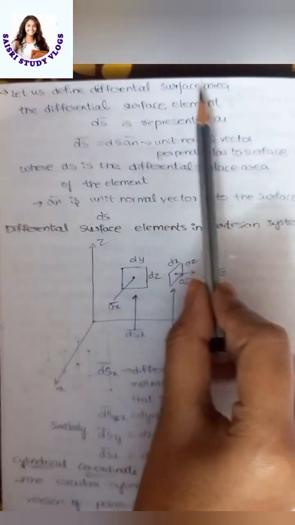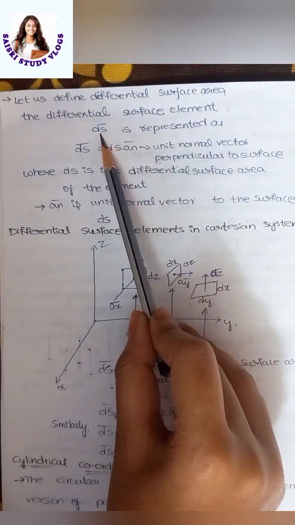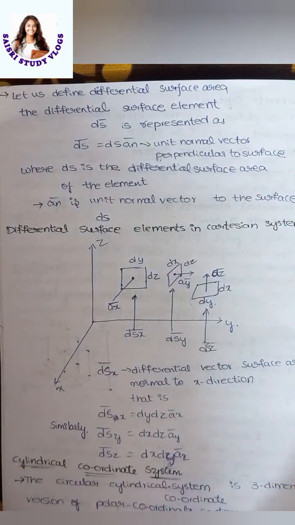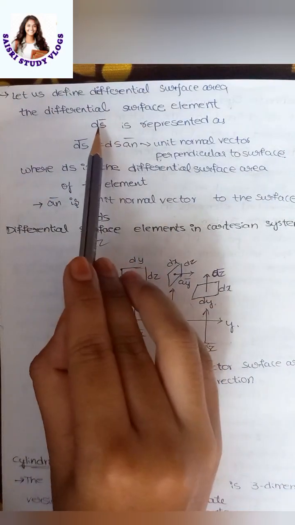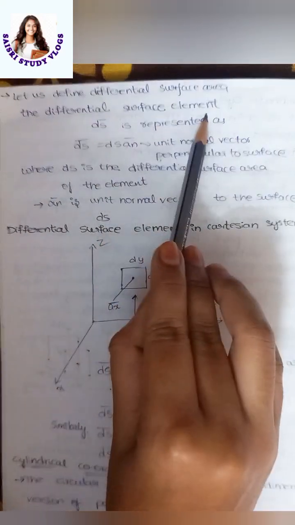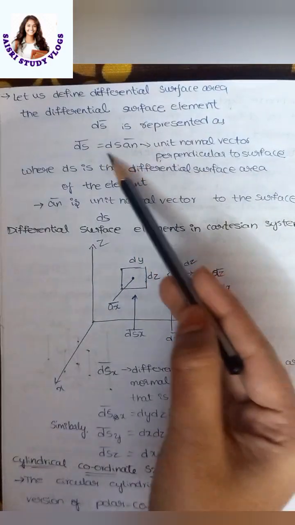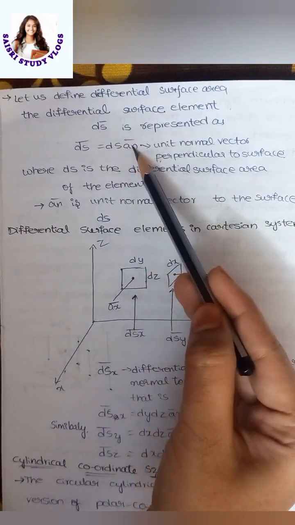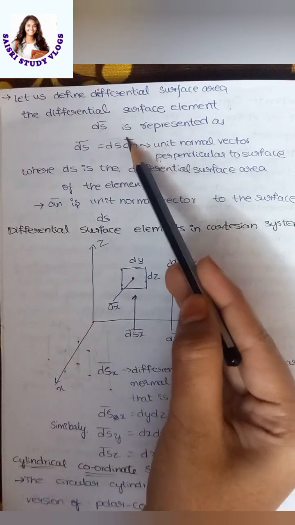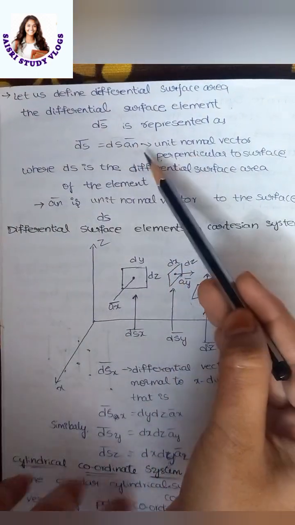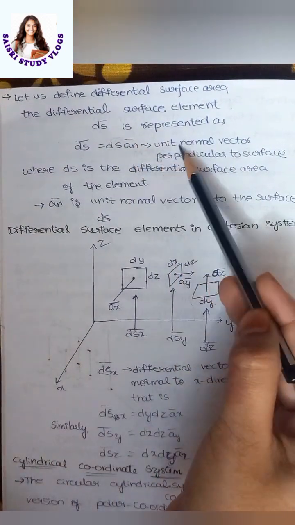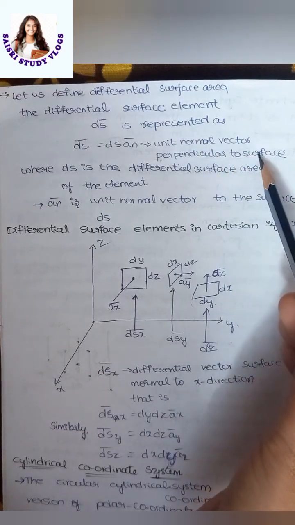Now coming to the differential surface area, it is represented as ds bar, the same way we represented the change in length as dl bar. That is change in only one direction, only one element. Here there is a change in two elements, represented as ds bar, the differential surface element change. The formula is ds an bar. It represents the magnitude and the direction. Here an bar is the unit normal vector perpendicular to the plane.